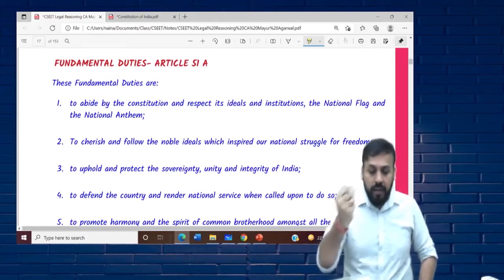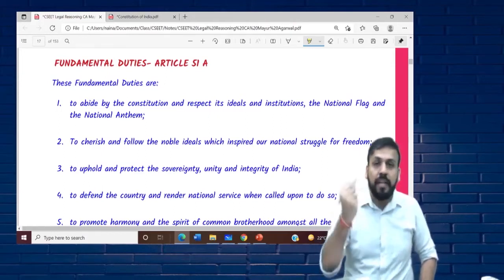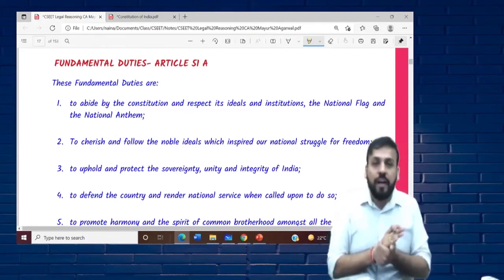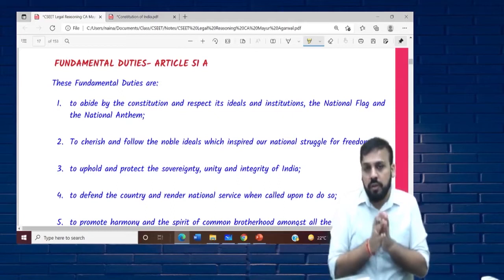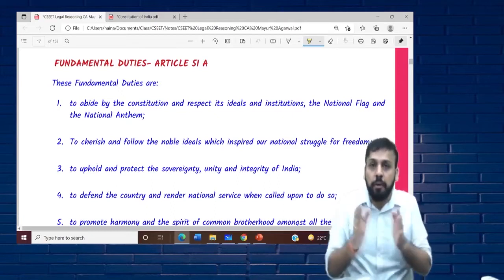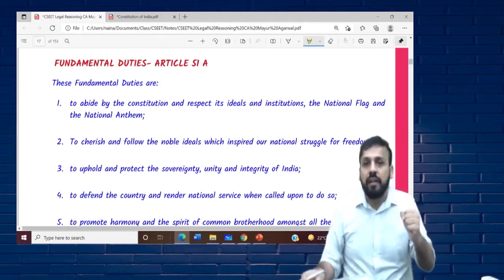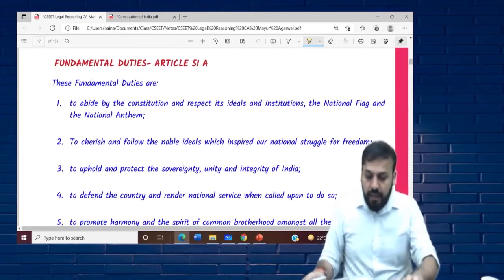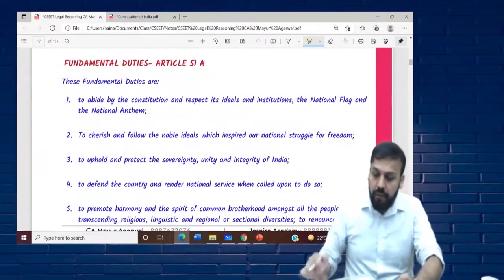Try to protect India's unity. There are many people doing tukde tukde gang. They are trying to create fights among our country. They are spoiling our country, spoiling our unity. We all Indians are one. Try to protect the sovereignty, unity, and integrity of India and to defend the country whenever called upon.